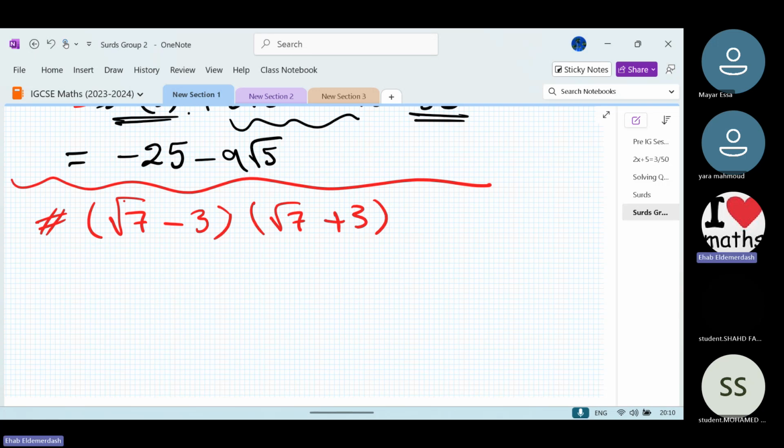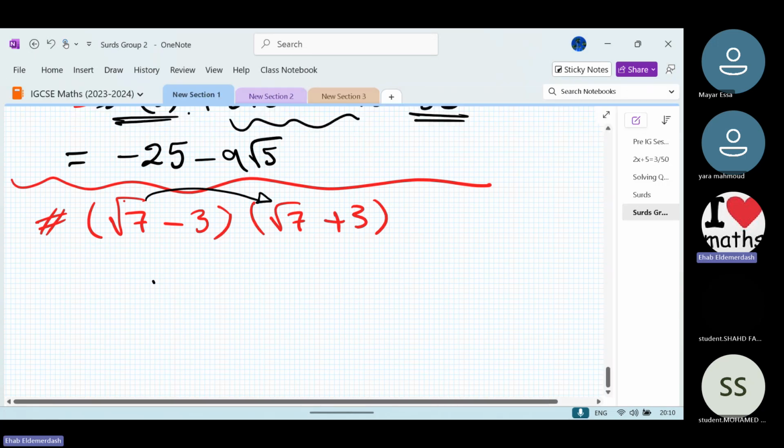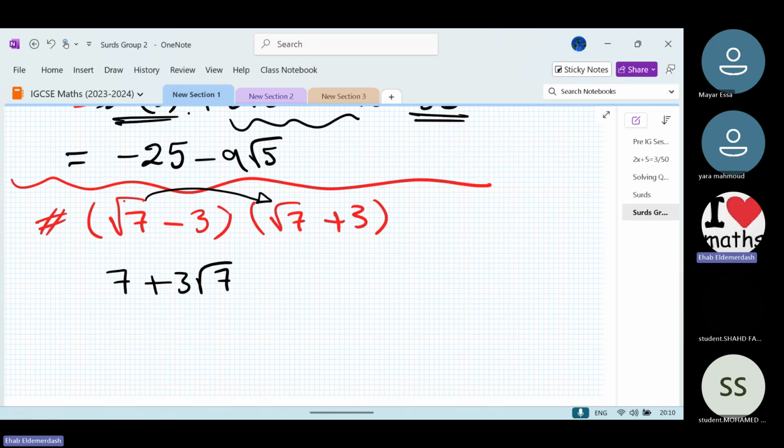Excellent, right. No, wrong: 7 minus 9, negative 2, right. So how to get this answer? Let's work on it. Let's say I will apply the normal method, the normal expand or normal distribution. How to make it? Look, root 7 with root 7 gives me 7. Root 7 with 3 gives you 3 root 7. Am I right? I did the root 7 into the bracket.